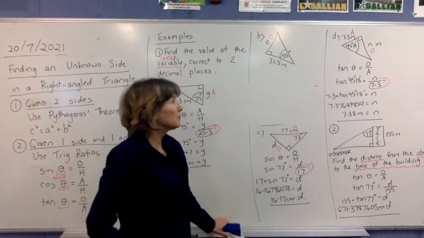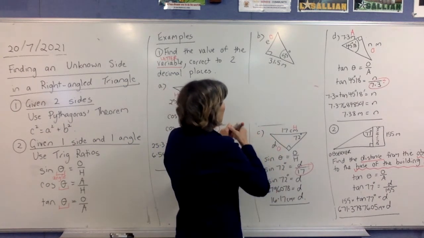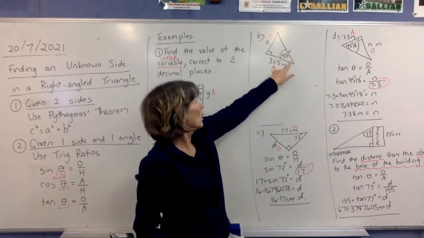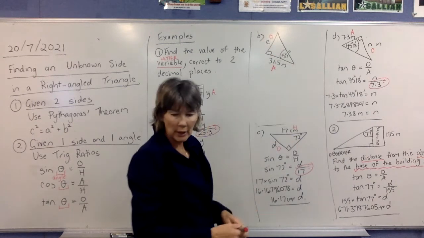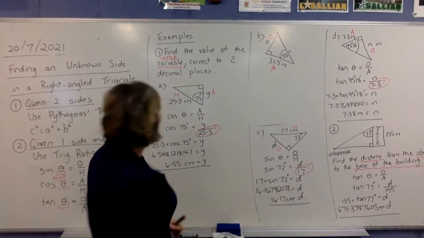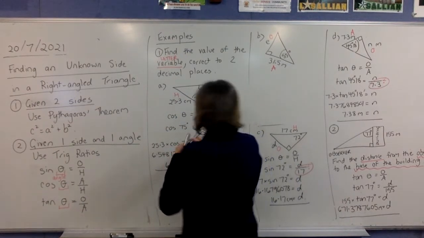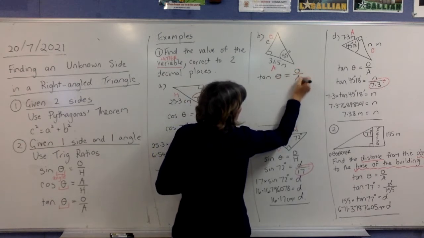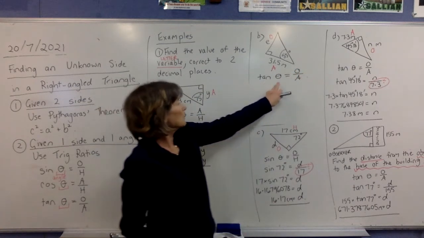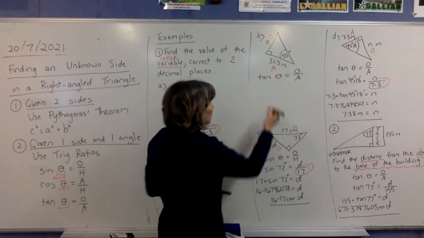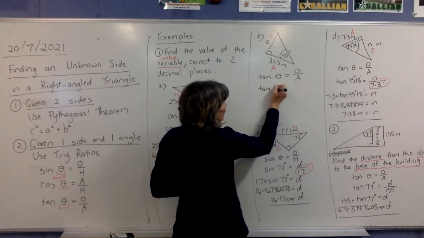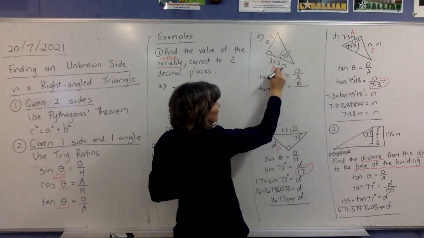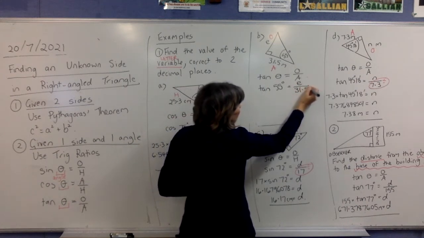Okay, so the 31.5 is actually the adjacent side. The side we're trying to find is opposite that angle. So if we're using O and A, we are using tan. So we're going to write the formula down first. Tan theta equals O over A. Then we're going to substitute everything in. Remember, this is your angle. So it's tan 55 degrees equals, opposite side is E over adjacent side 31.5.